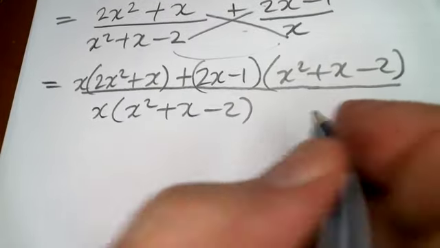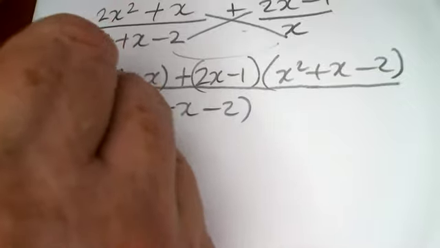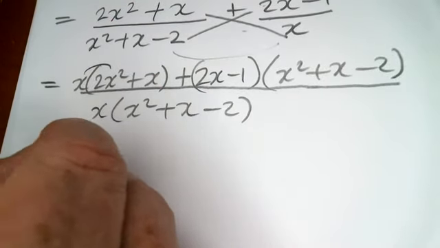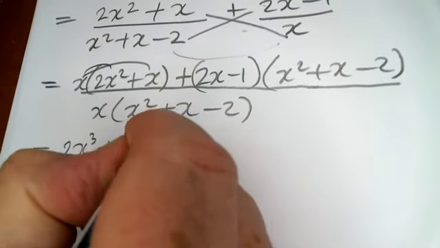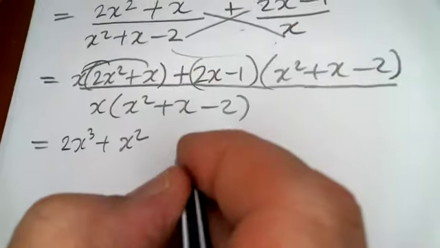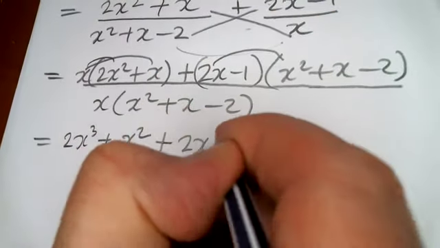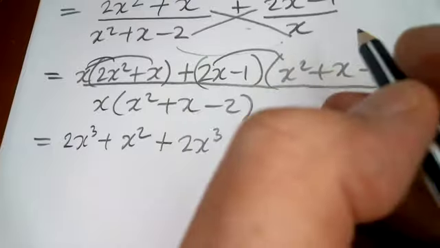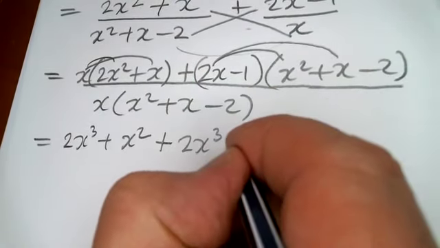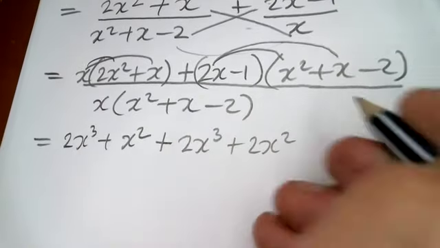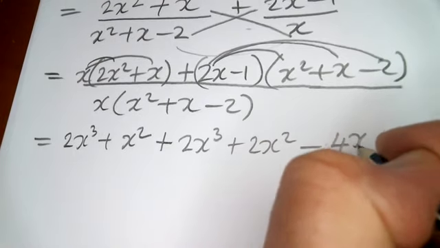Okay, let's see what we end up with. I'm going to expand all this, then collect like terms. We're going to have x times 2x, which is 2x cubed. Plus x times x is x squared. Now the second part. 2x times x squared is 2x cubed. And 2x times x is plus 2x squared. And 2x times minus 2 is minus 4x.